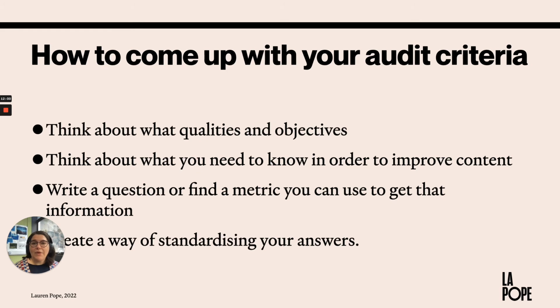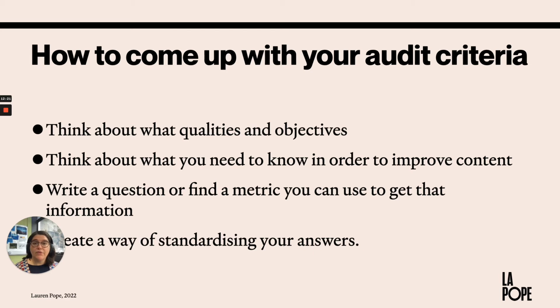To think about what criteria to use, explore the kind of qualities that you want to see in your content and what your objectives are. Think about what you need to know in order to improve your content or in order to decide that you're going to delete it or archive it. Then write a question or find a metric that you can use to get that information.